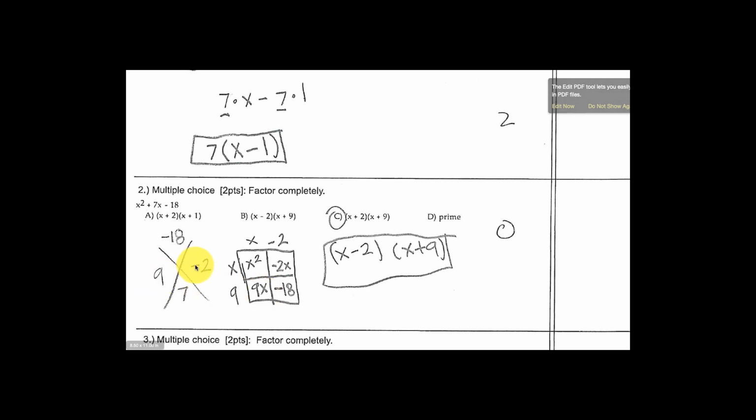Put in a 9x, negative 2x. First term always goes in the top left, last term always goes in the bottom right, and then you take the greatest common factor: x, greatest common factor x, greatest common factor 9, greatest common factor negative 2. And you can multiply and double check your answer. x times x is x squared, negative 2 times x is negative 2x, x times 9 is 9x, 9 times negative 2 is negative 18. And then you take x minus 2 and x plus 9 right there. That one looks very good.